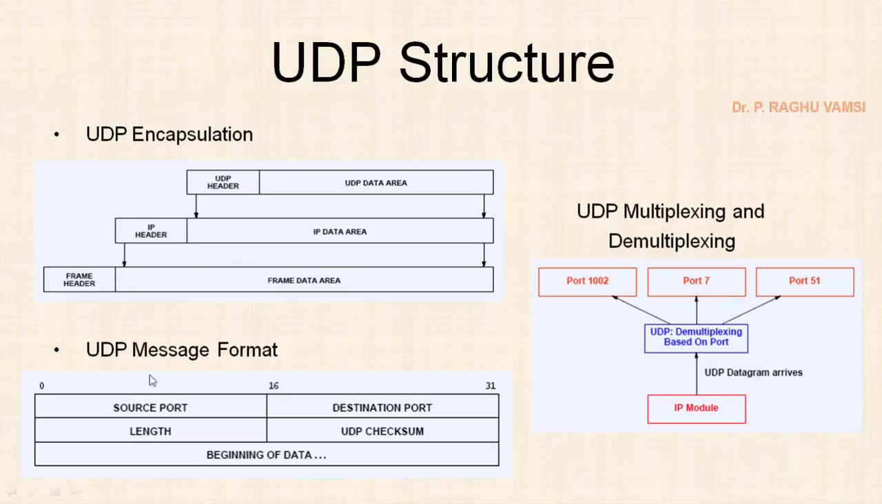While coming to the message format, here the source port is 16-bit and the destination port is 16-bit, followed by the length of the UDP message, the UDP checksum, and the beginning of the data. So this is the UDP format. It's a very simple format.